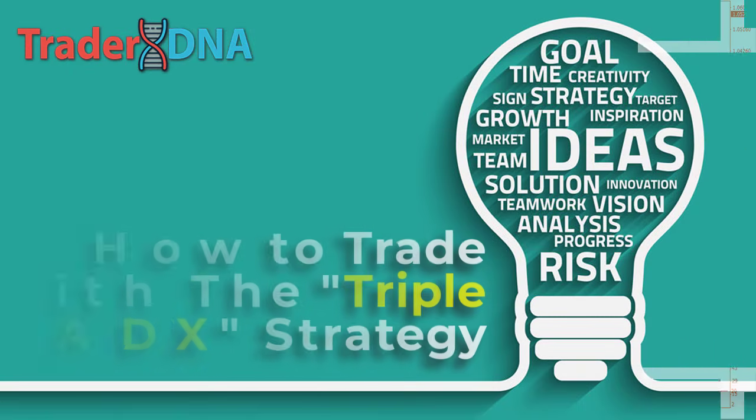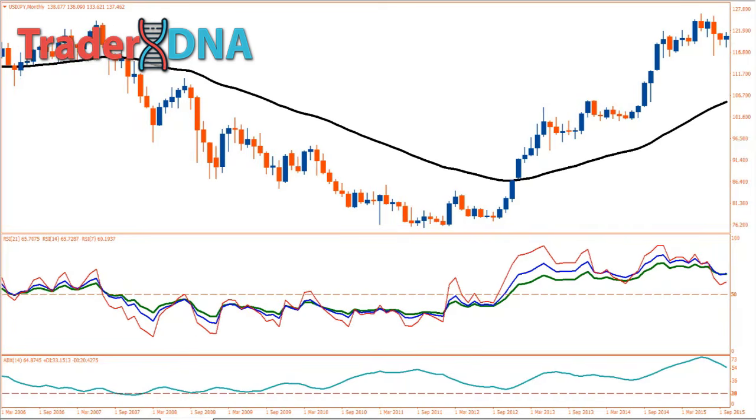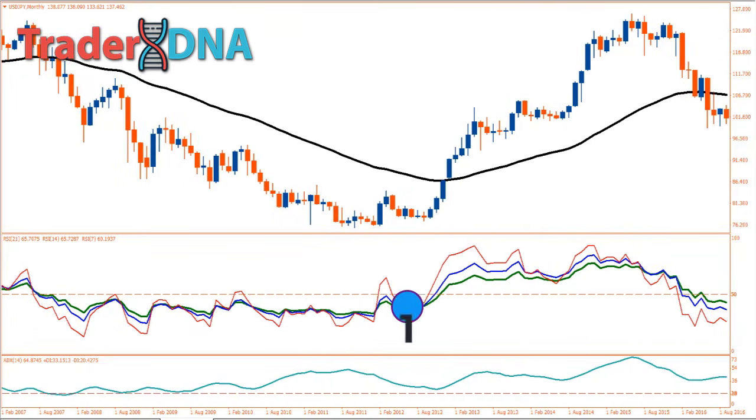And now, how to trade with the triple RSI-ADX strategy. Bullish trade scenario. When seeking to open buy positions, observe indicator readings as follows. First, the dynamic red line of the triple RSI window reaches above the other two dynamic lines. Second, the dynamic blue line crosses above the dynamic green line. Third, all three dynamic lines reach above the central or 50 level and head on the upside. Fourth, the price increases and is above the 50-period EMA line.